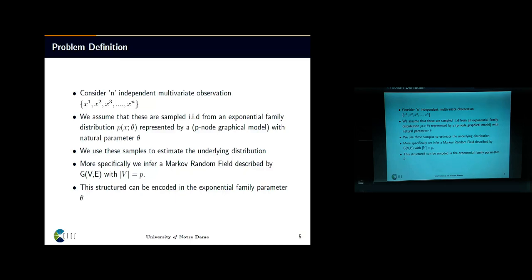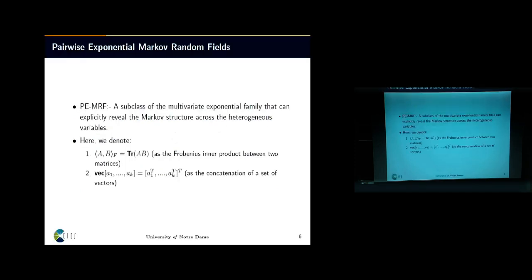In general, like we have learned in PGM, V is my set of vertices and E is my set of edges, and the number of nodes is p, and also the structure is encoded with this exponential family parameter theta. So we'll discuss a brief about this PMRF. PMRF is a subclass of the multivariate exponential family that can explicitly reveal the Markov structure across heterogeneous variables.